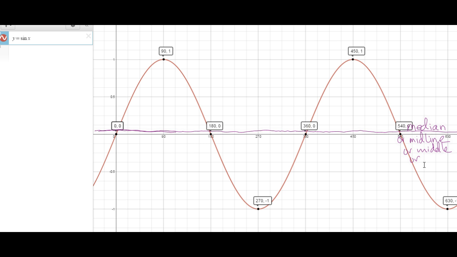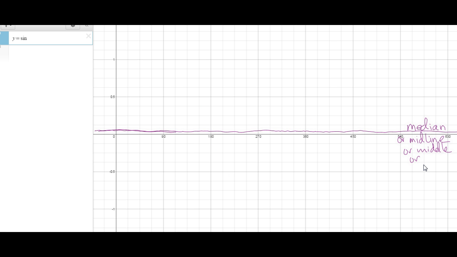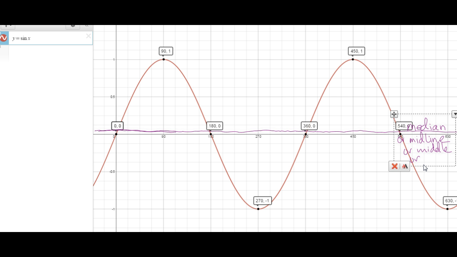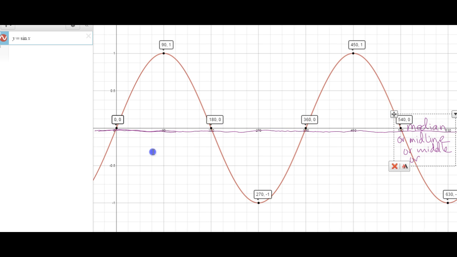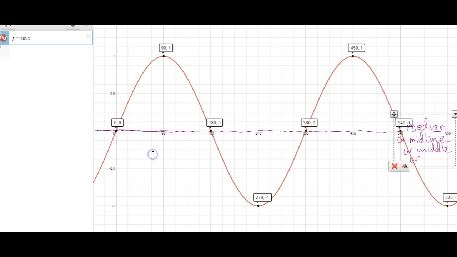Wow. Now everything moved. Whoa. Now it disappeared. All right, hang on. All right, it's all back. So the median or the midline or the center, I'm just going to move this so that the midline's back in the middle. That's in the middle.